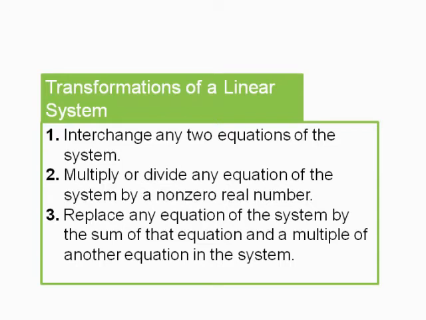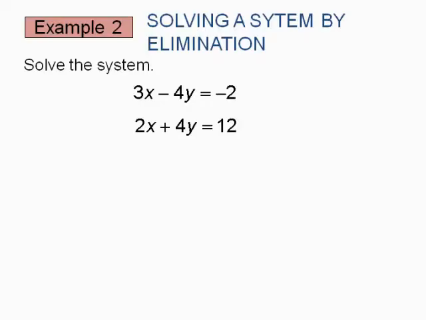Okay, so here's what we're going to look at. Interchange any 2 equations of the system, multiply or divide any equation of the system by a non-zero real number, and replace any equation of the system by the sum of that equation and a multiple of another equation. But let's start out real easy here. I know there's a lot of terminology I'm throwing at you here.